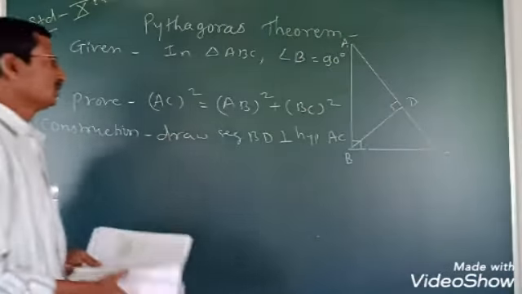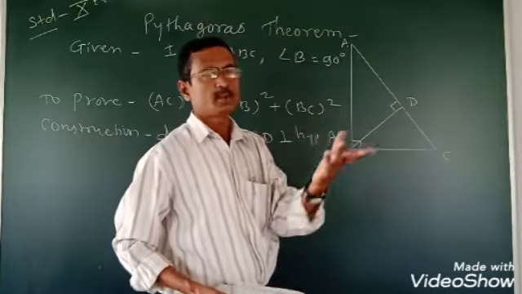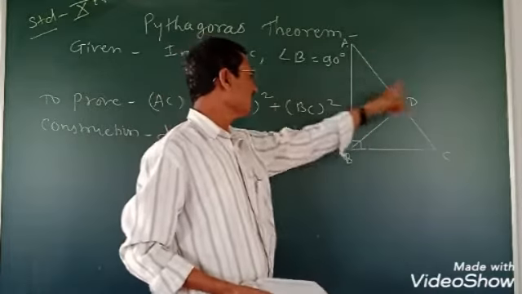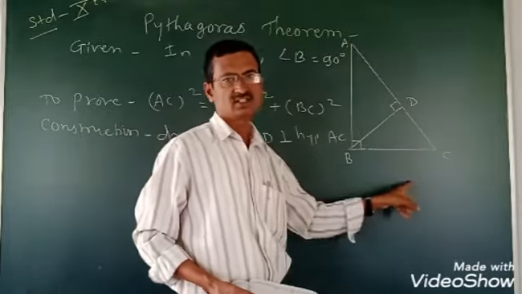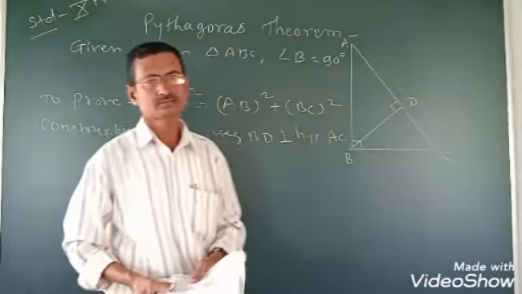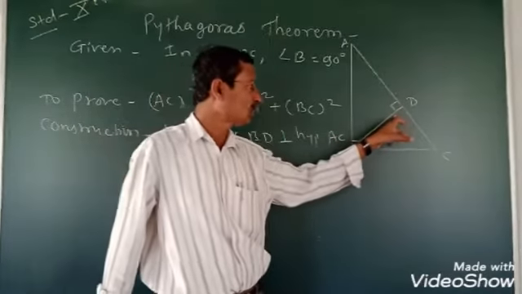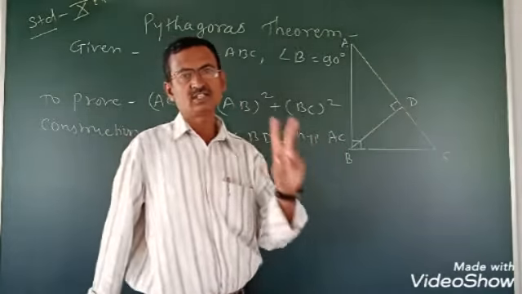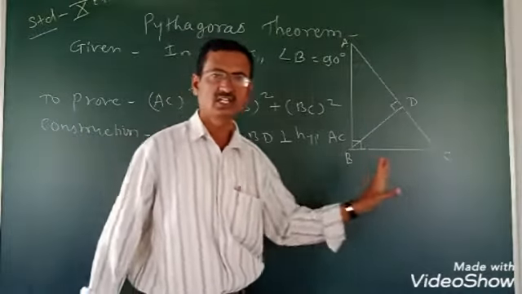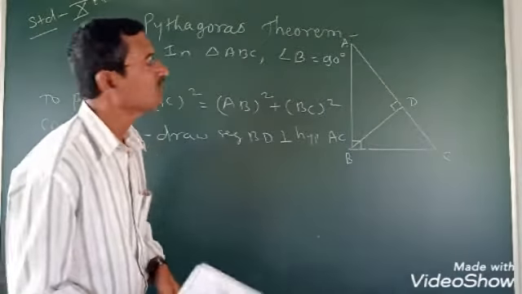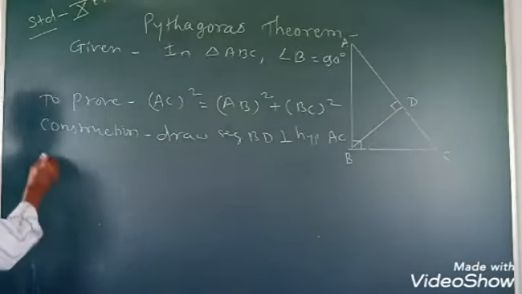Now we got two triangles, not two triangles but three triangles. This triangle is formed into two triangles. This BD forms two triangles, ADB and BDC, and we have already seen the theorem of similar triangles: if a perpendicular is drawn on the hypotenuse, then the two triangles formed are similar to each other and similar to the original triangle. By using this property, we have to prove the Pythagoras theorem. Now let us see the proof.